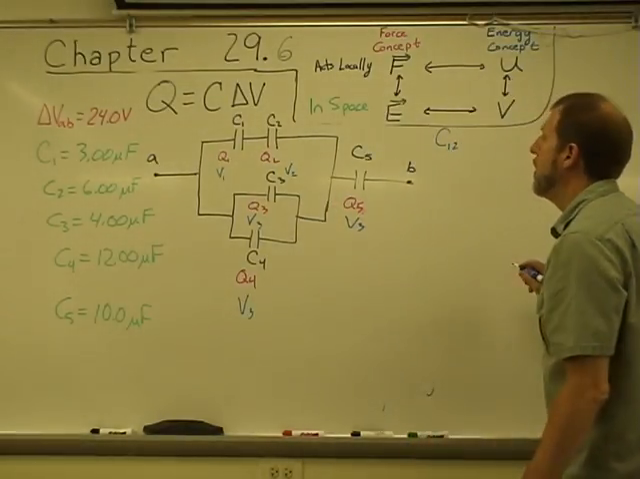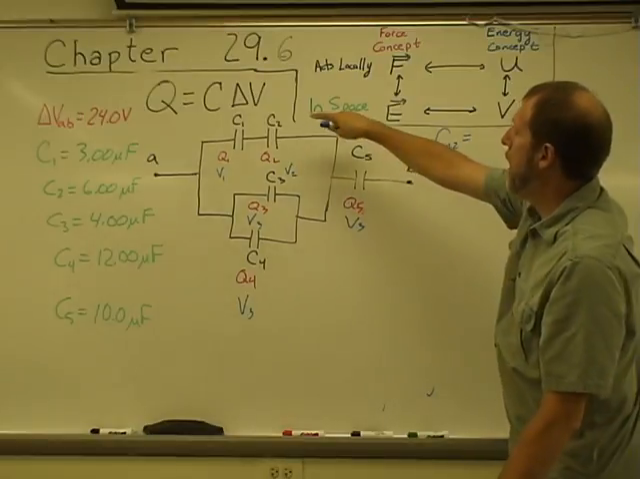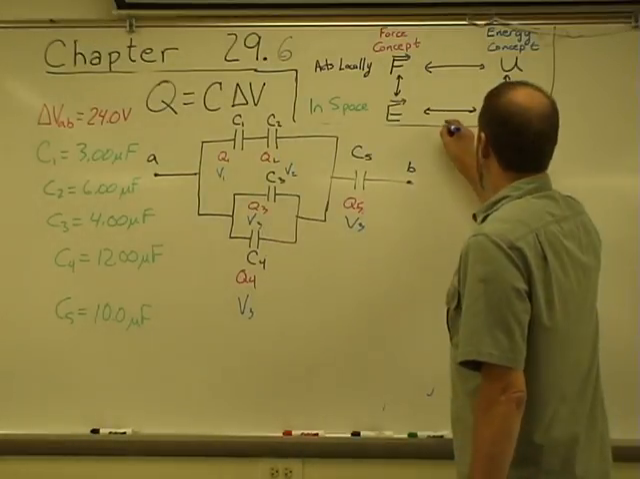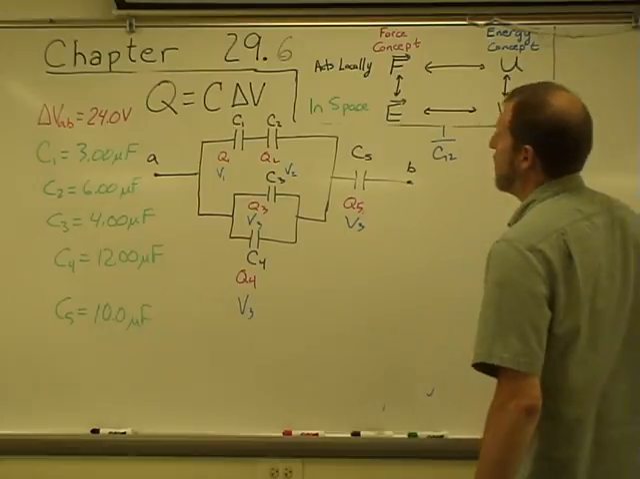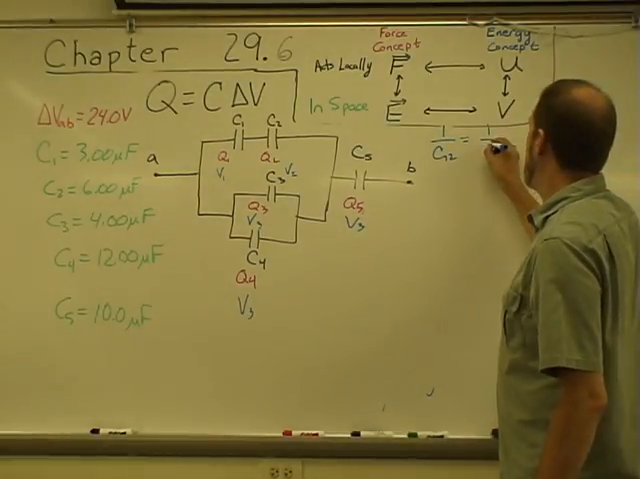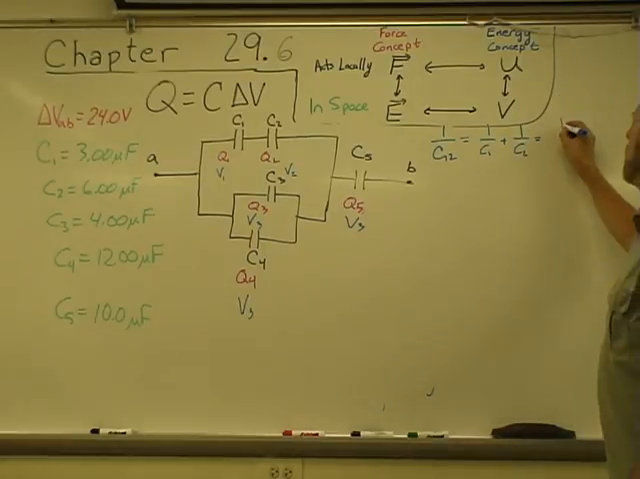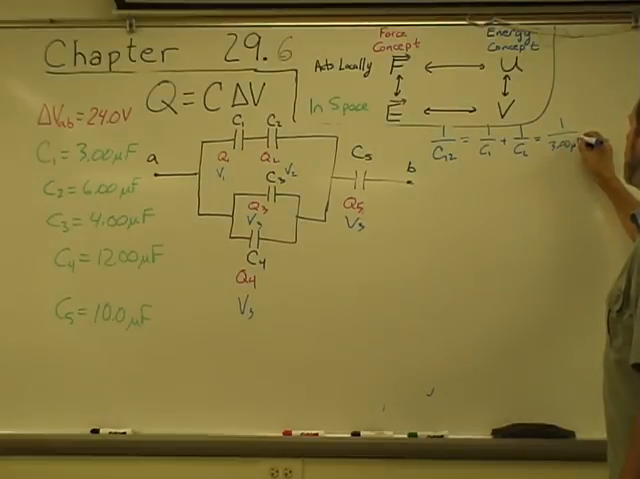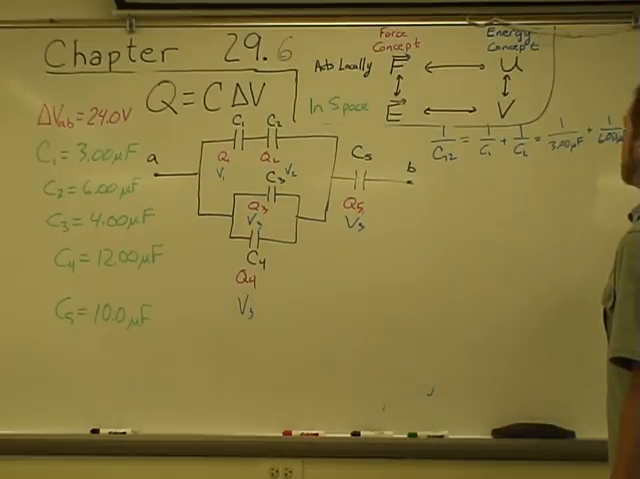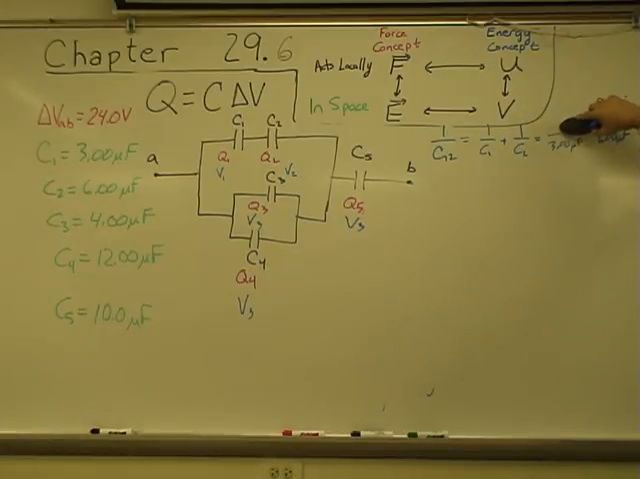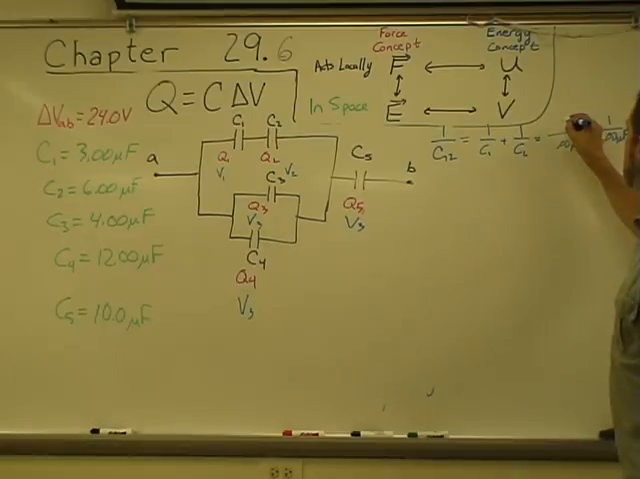C1 and C2 is equal to, well, I've got two capacitors in series. So I know that 1 over the equivalent capacitance of 1 and 2 together is equal to 1 over C1 plus 1 over C2, is equal to 1 over 3 microfarads plus 1 over 6 microfarads, which is equal to 1 over 3 microfarads is the same thing as 2 over 6 microfarads.